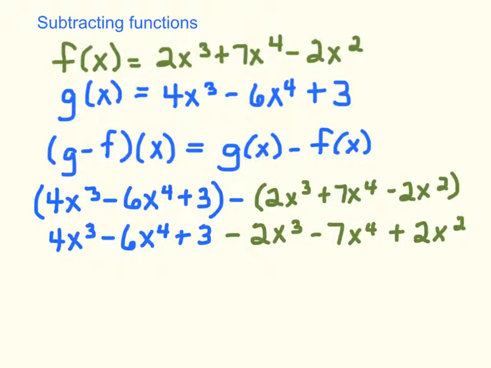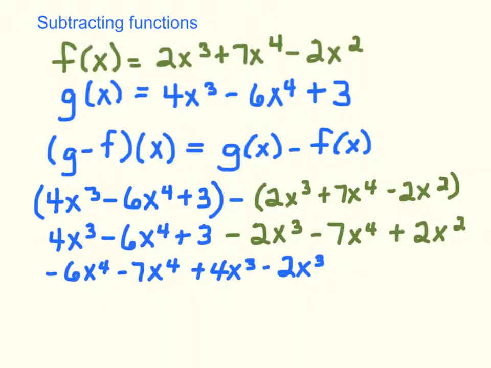Now I just go through and combine like terms. I'm going to start with the terms that have the highest exponent. So I have negative 6x to the fourth minus 7x to the fourth. I'll combine those in my next step. I have plus 4x cubed minus 2x cubed. And I have a plus 2x squared, nothing to combine that with, and a plus 3.